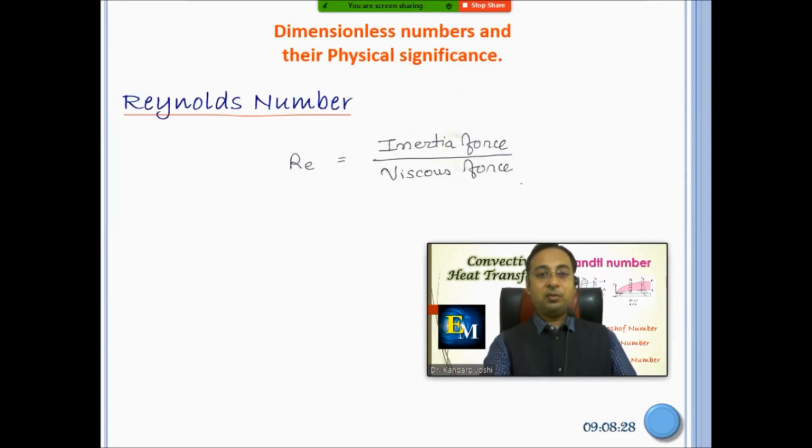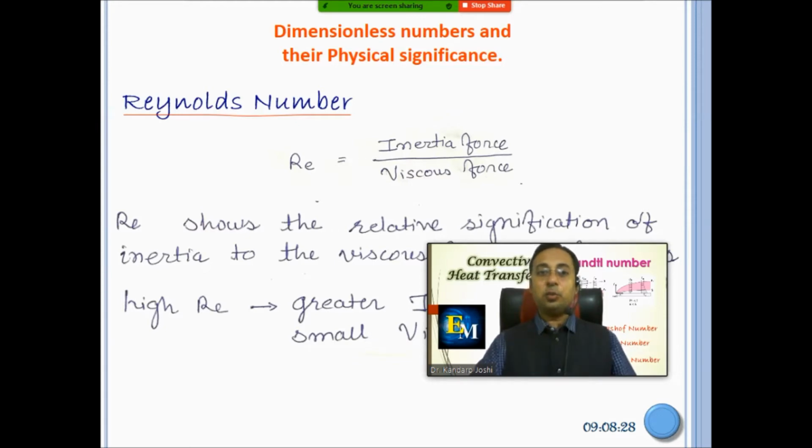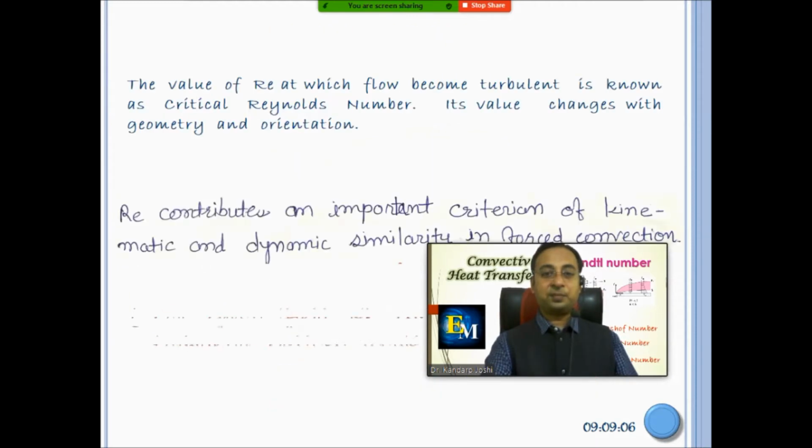Reynolds number, we know that Reynolds number is equal to inertia force by viscous force. Inertia force is responsible for the motion, viscous force opposes the motion. So we have discussed that if the Reynolds number is high, then inertia force and velocity are high and it leads to turbulent flow. If Reynolds number is less, then it is laminar flow.